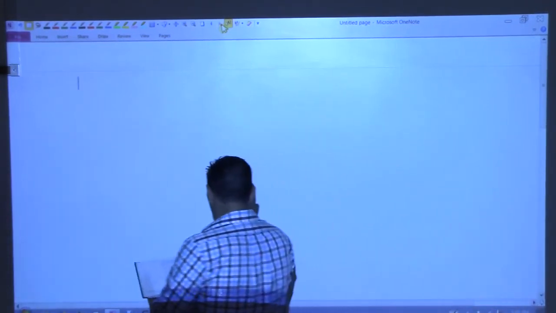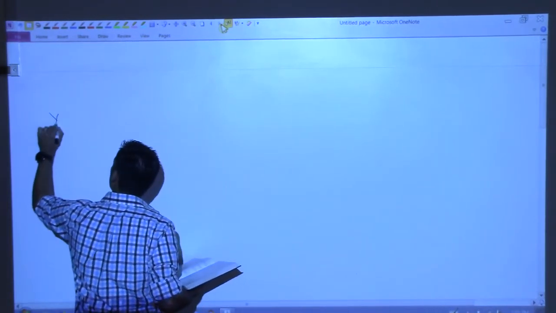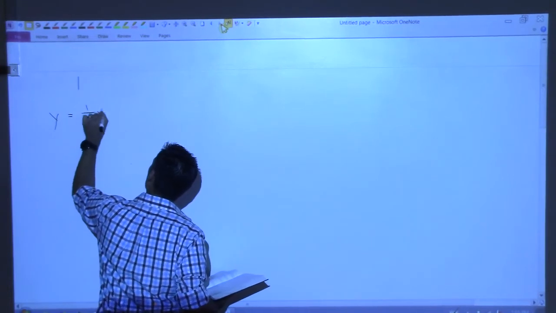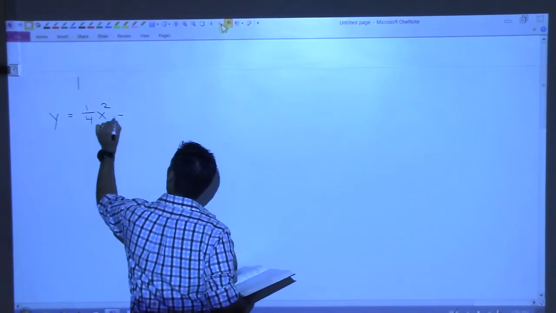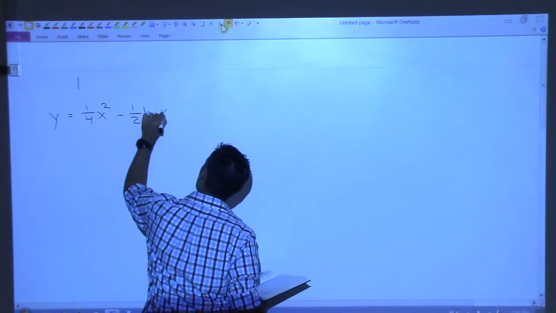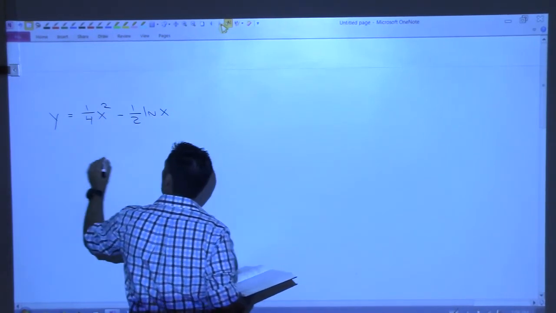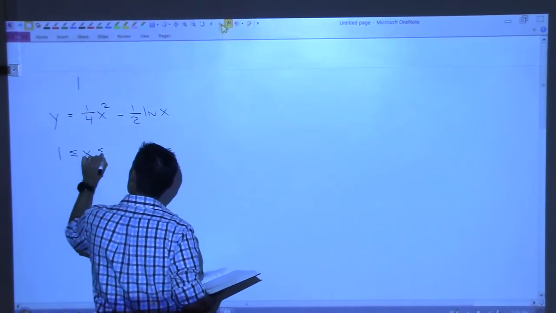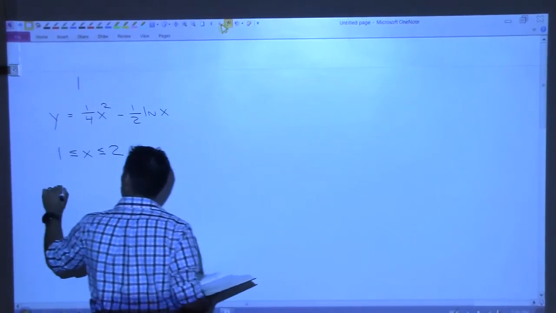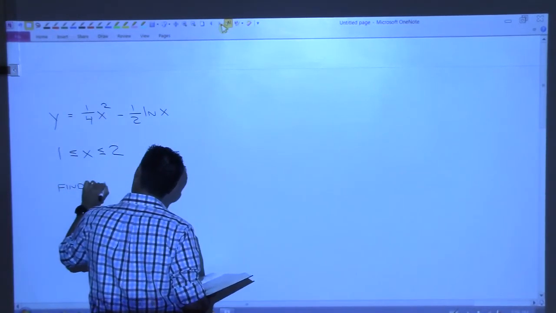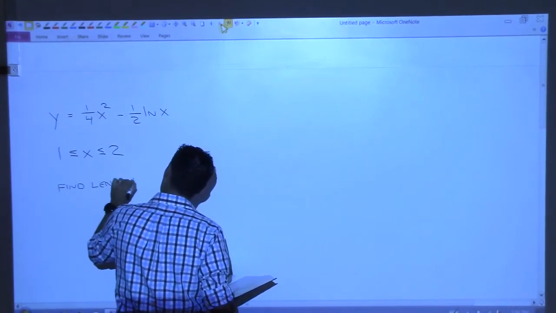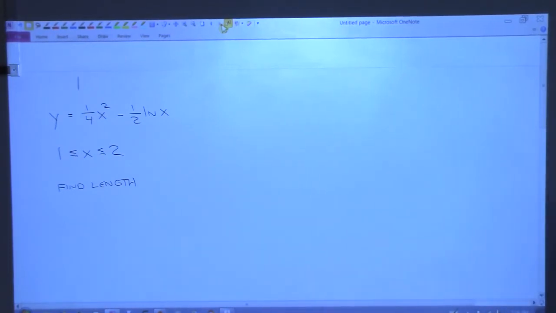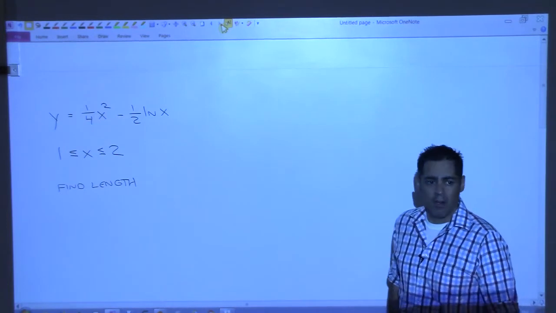We have y equals 1/4 x squared minus 1/2 natural log x, and this is on the interval x is between 1 and 2. And I want to find the length of this. All right, so we have some curve, and we want to find out how long this curve is.